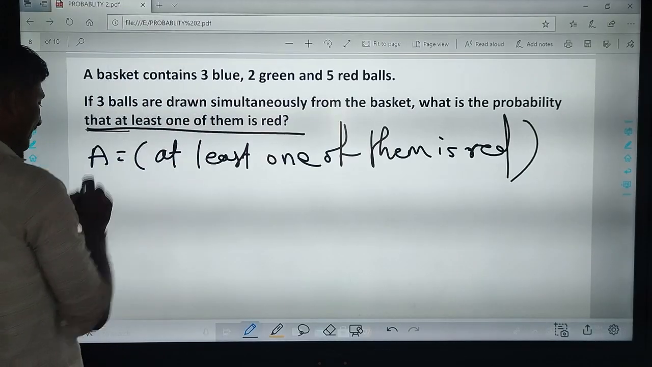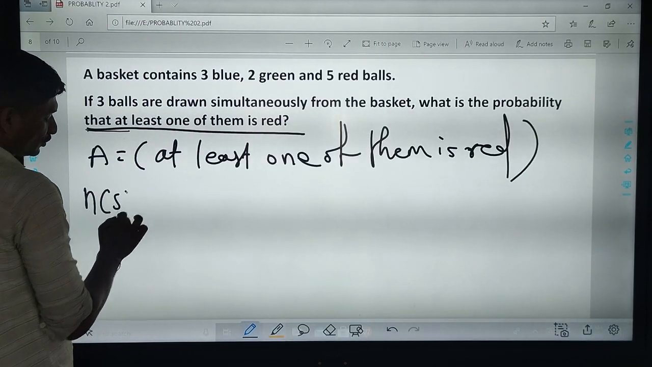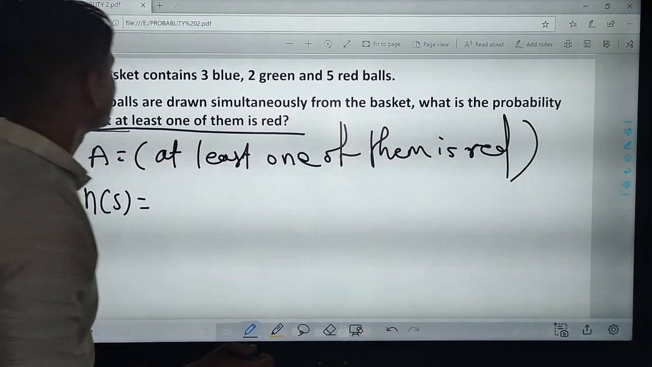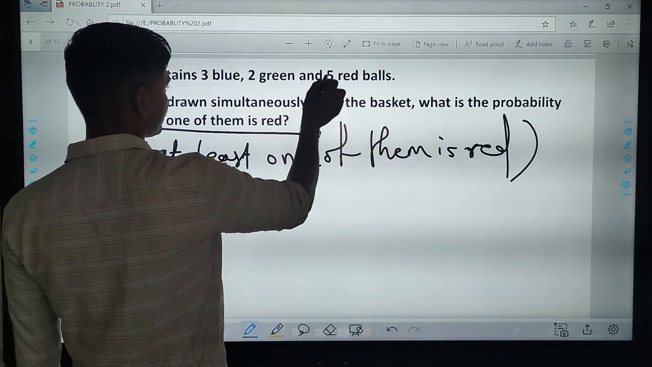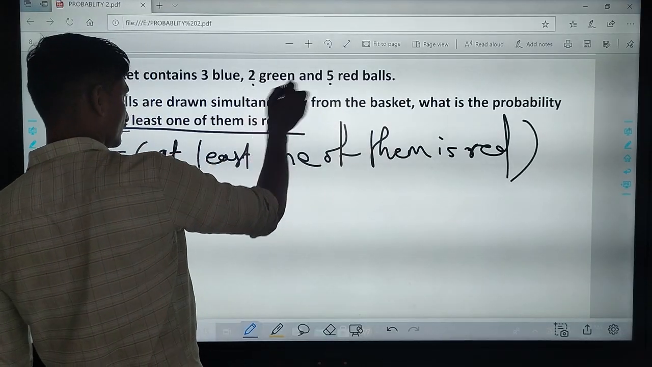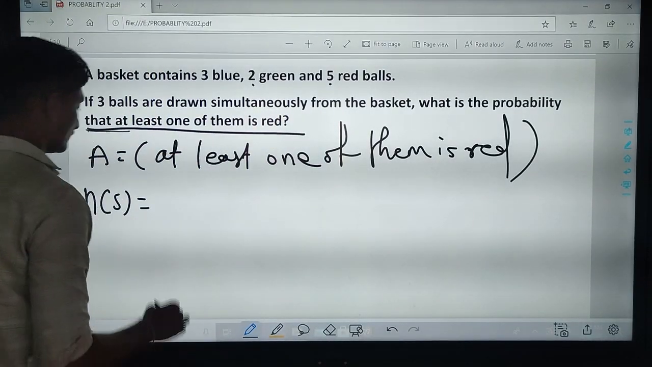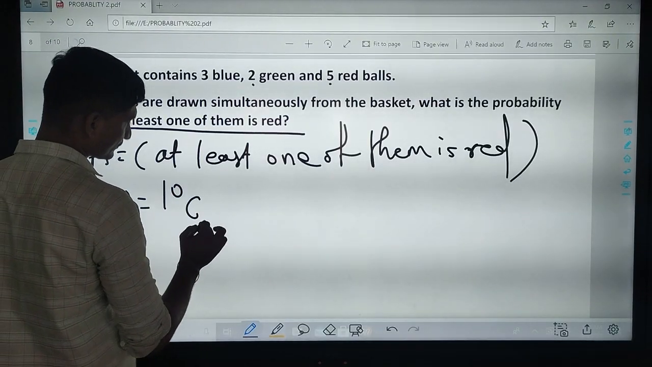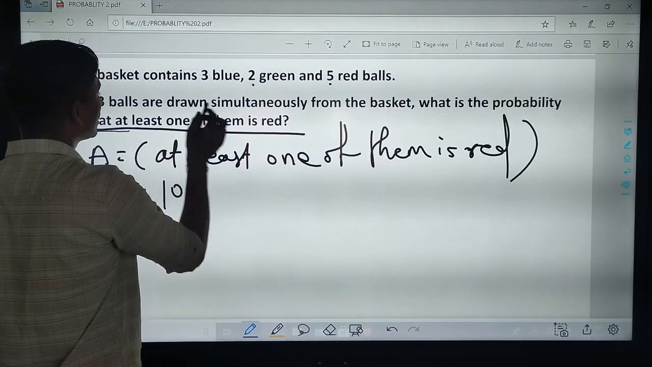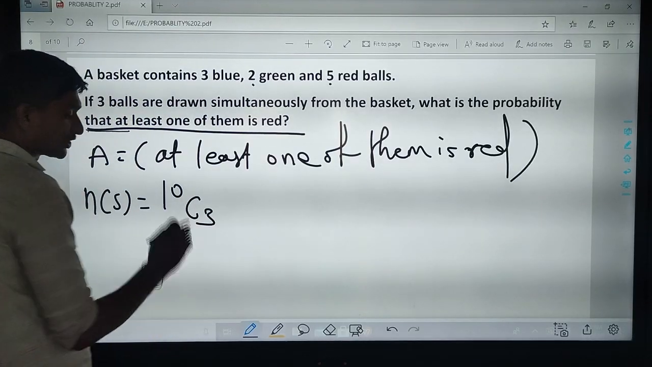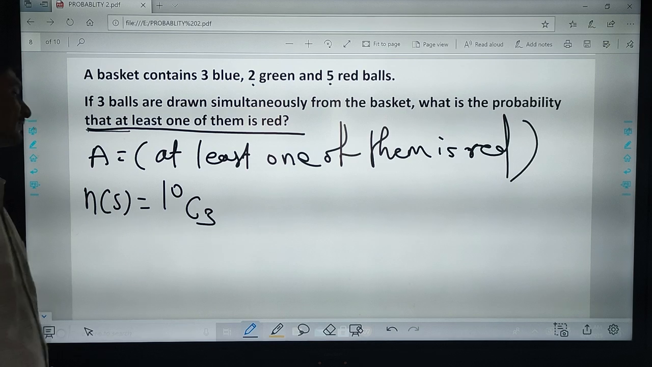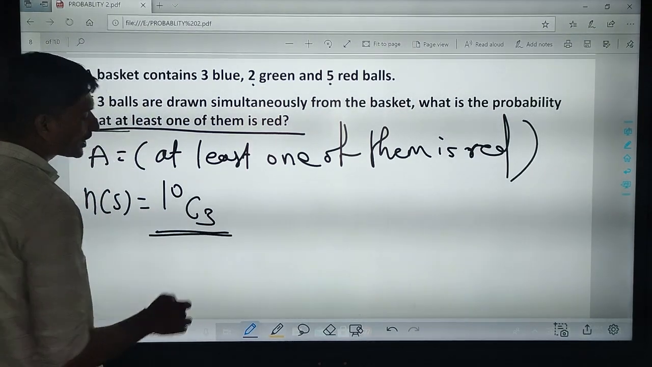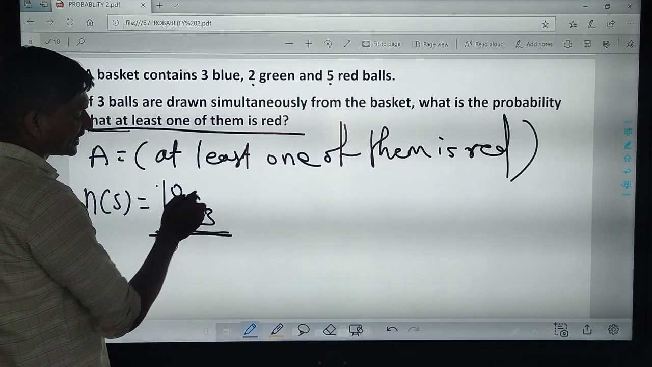Here n of S is equal to the total balls in the basket: 3 plus 2 is 5, plus 5 is 10. Then these are selected by 10C. Here 3 balls are drawn from 10 balls. Now here your n of S is equal to 10C3.